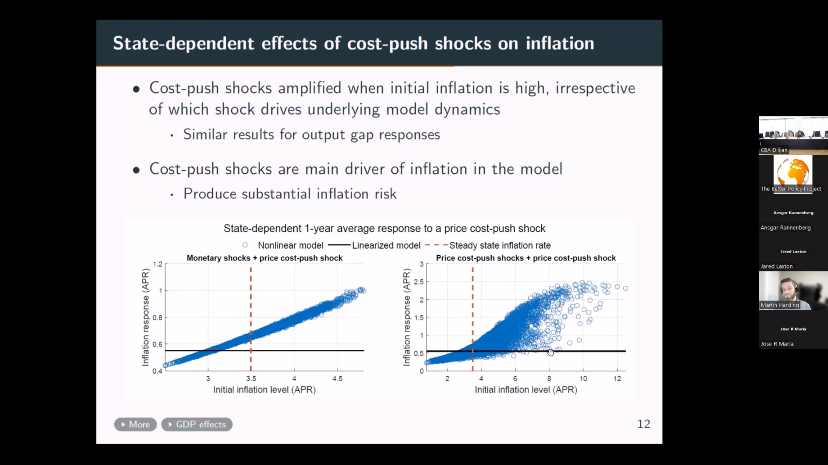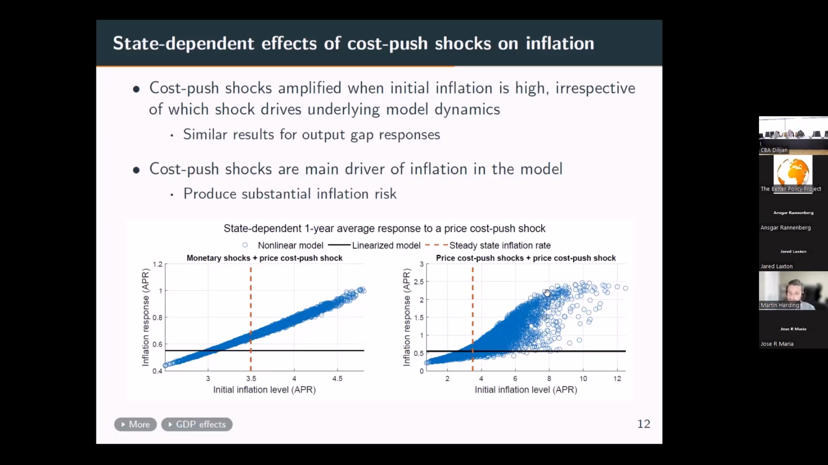Say if initial inflation before the shock is something like 8%, the same cost push shock can trigger a response of something like 2 percentage points over 1 year. So this highlights that when the economy is driven by cost push shocks and inflation is elevated, we're going to see much more inflation risk.